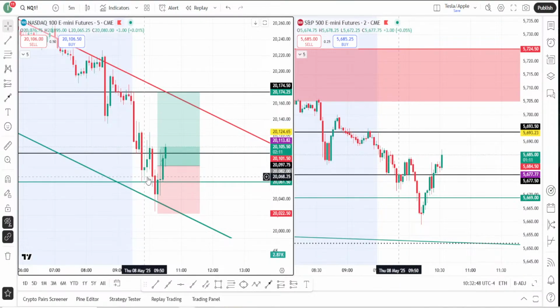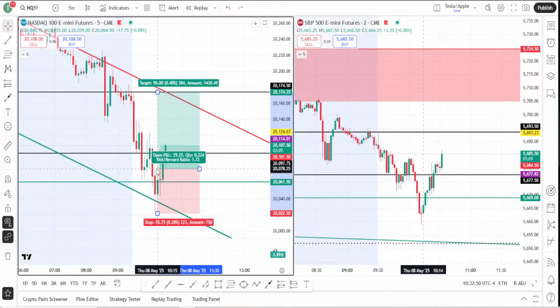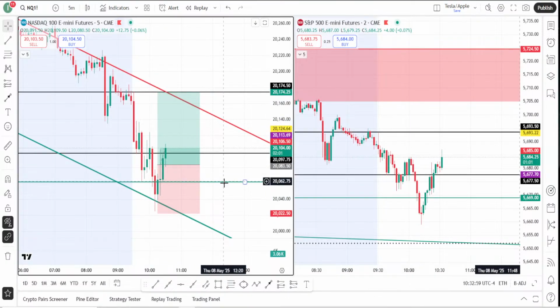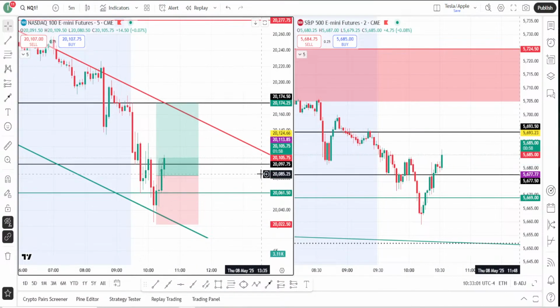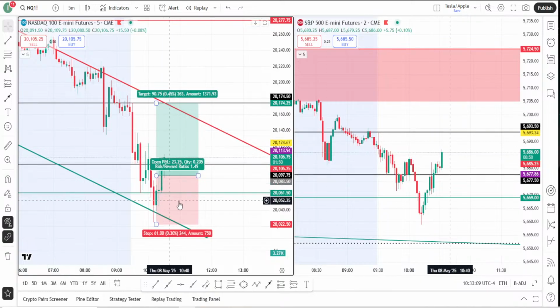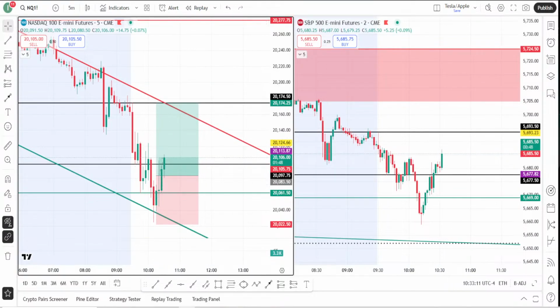So I'm at 83. I'm actually in here. There we go. We're up a couple hundred already. Damn, this is why I love futures, man. You don't need a big move to make some money.